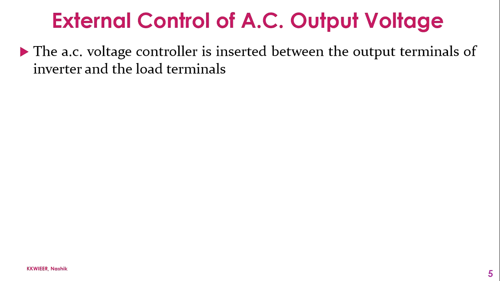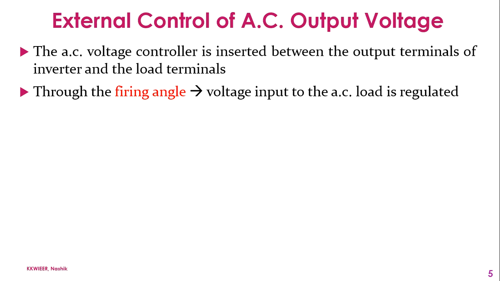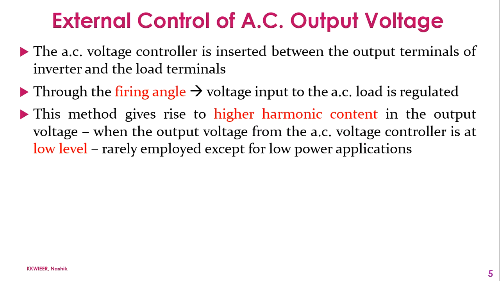In external control of AC output voltage, the AC voltage controller is inserted between the output terminals of an inverter and the load terminals. Through the firing angle, the voltage input to the AC load is regulated. This method gives rise to higher harmonic content in output voltage. When the output voltage from the AC voltage controller is at low level, they are rarely employed except for low power applications.